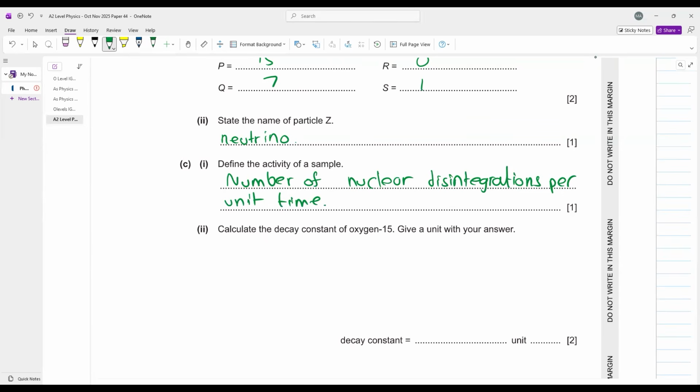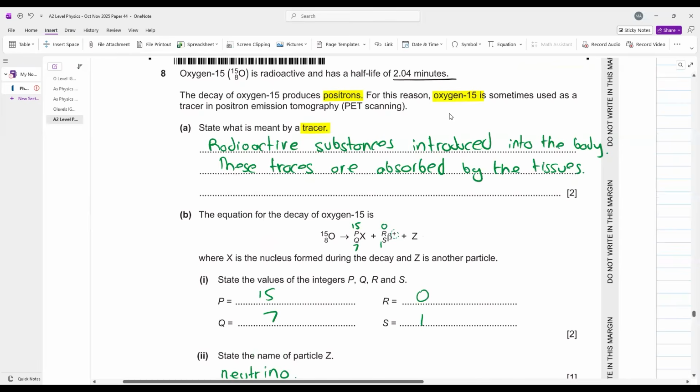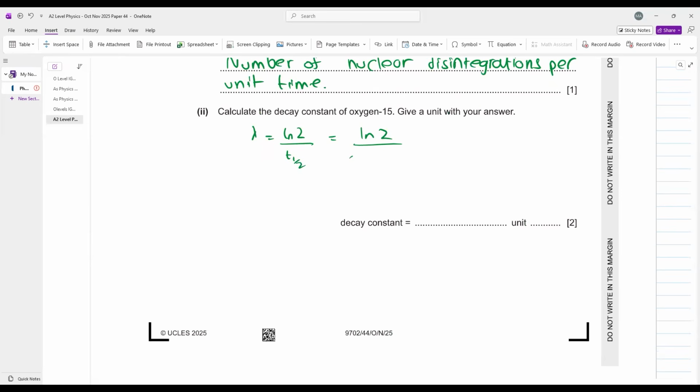Calculate the decay constant of oxygen. Do you remember, decay constant is equal to ln 2 over the half-life. The half-life is 2.04 minutes. Convert it into seconds: 2.04 into 60. The decay constant comes out to be 5.66 × 10^-3 s^-1.